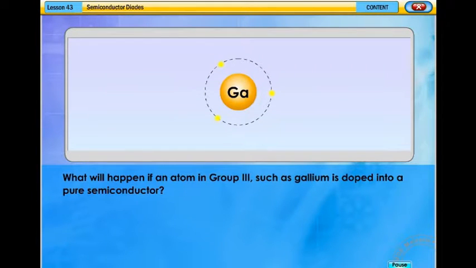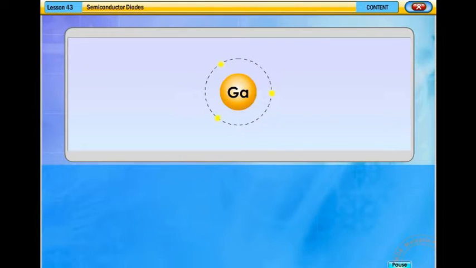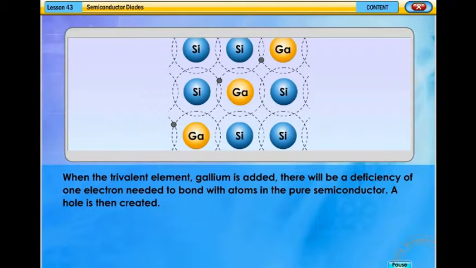What will happen if an atom in group 3, such as gallium, is doped into a pure semiconductor? Elements in group 3, such as gallium, are trivalent elements, therefore have 3 valence electrons. When the trivalent element gallium is added, there will be a deficiency of 1 electron needed to bond with atoms in the pure semiconductor. A hole is then created.